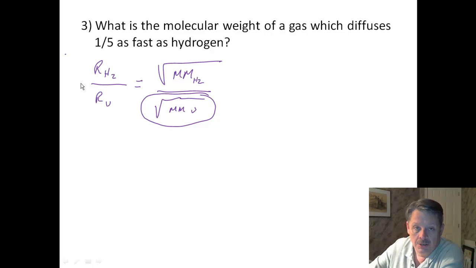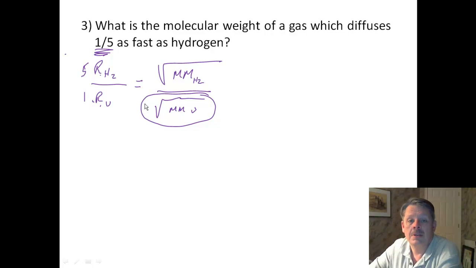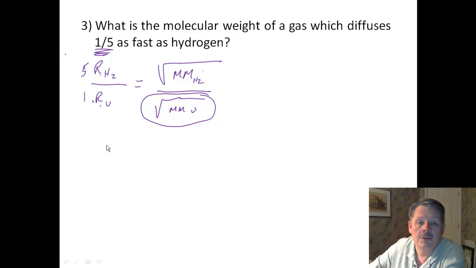All right. So what do I know about the rates of these two things? Well, I'm told that the rate of hydrogen is 5 times faster than the rate of my unknown. Okay, so that means that if I take the square root of the molar mass of hydrogen... doing this right, the rate of hydrogen is 5 times faster than the rate of my unknown. That means I have this upside down. I knew something didn't look right.